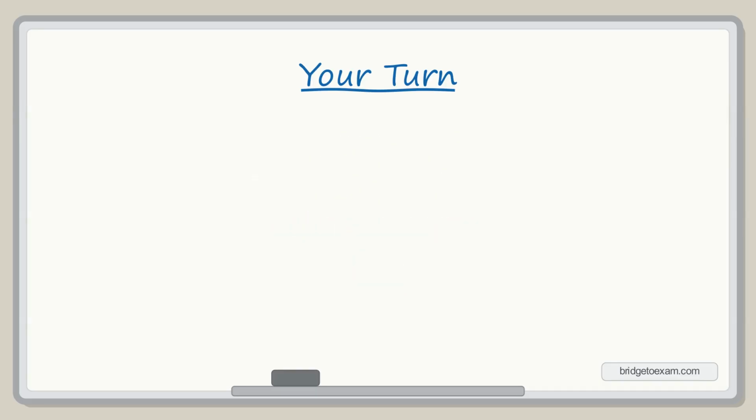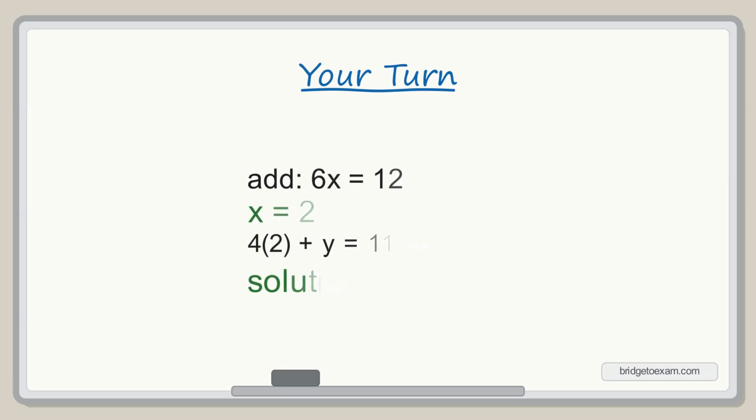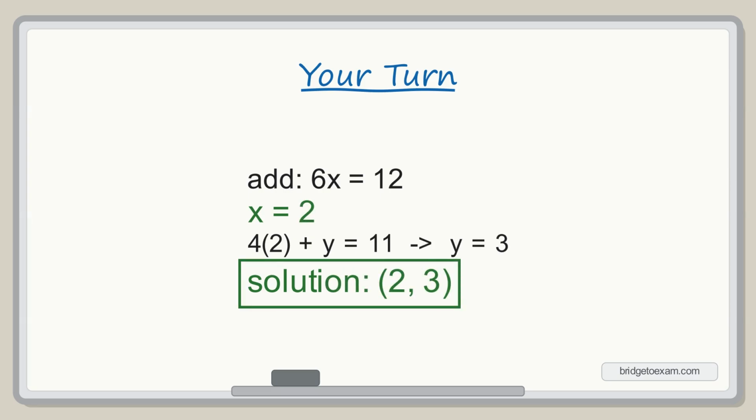The y coefficients are opposites, so add the equations. 6x equals 12, so x equals 2. Substitute into the first equation, and y equals 3. The solution is the ordered pair 2, 3.